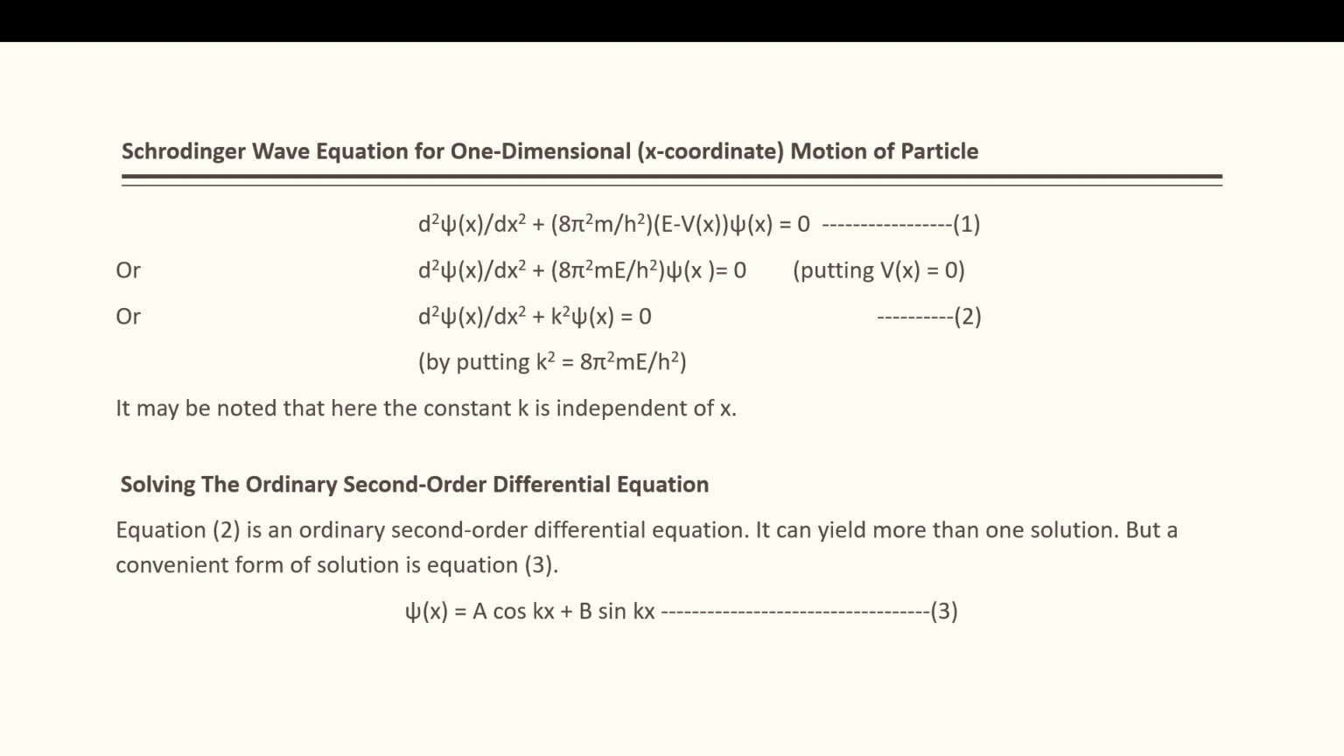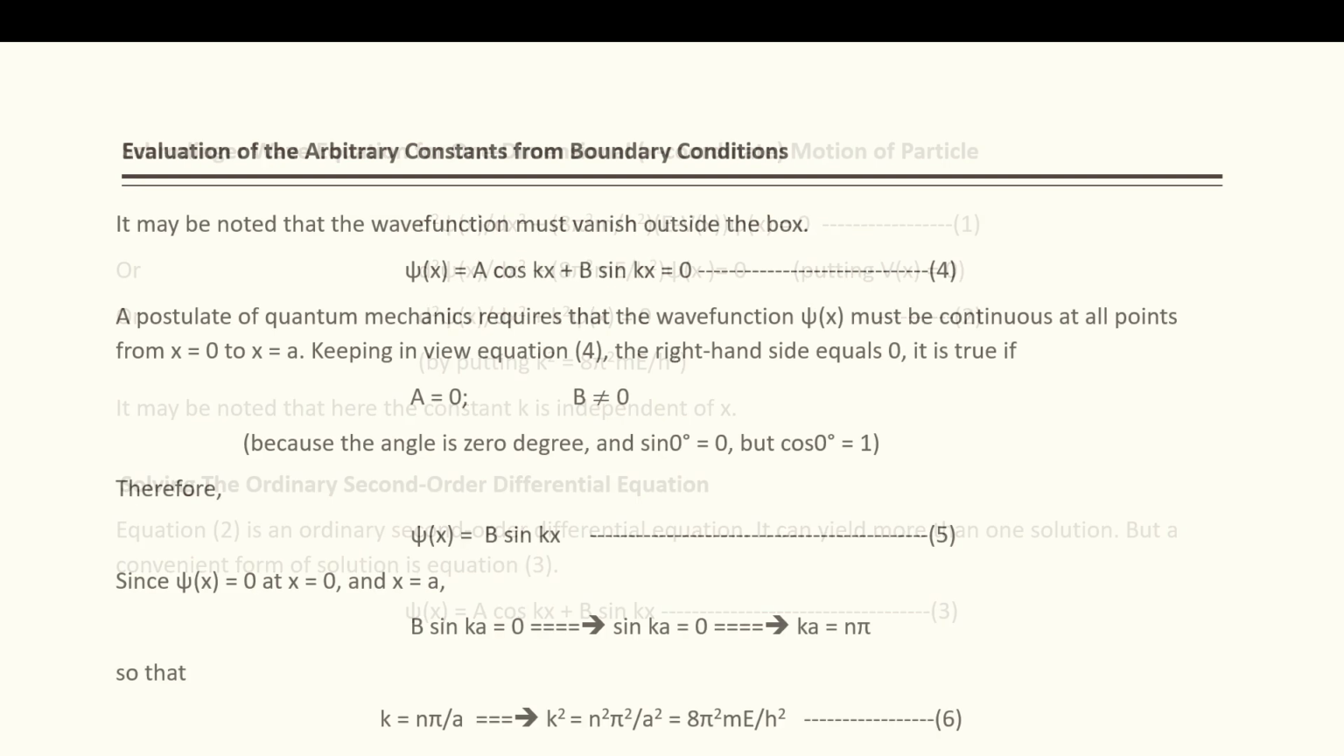If we solve this equation, more than one solutions are obtainable. One very simple solution is wave function psi x equal to a cos kx plus b sin kx. Here both a and b are arbitrary constants. We will have to evaluate these constants. Now, how to evaluate the arbitrary constants? We will apply boundary conditions.